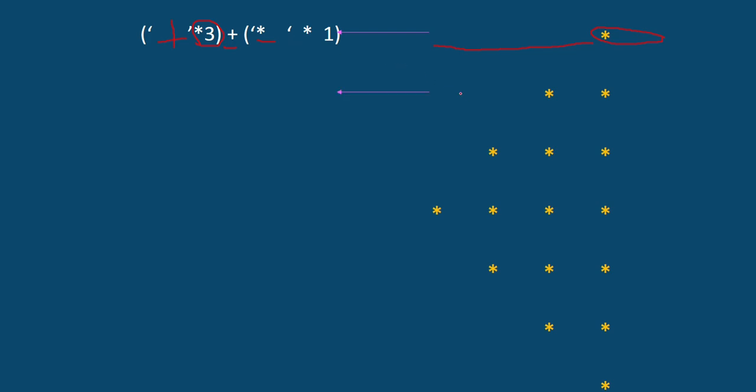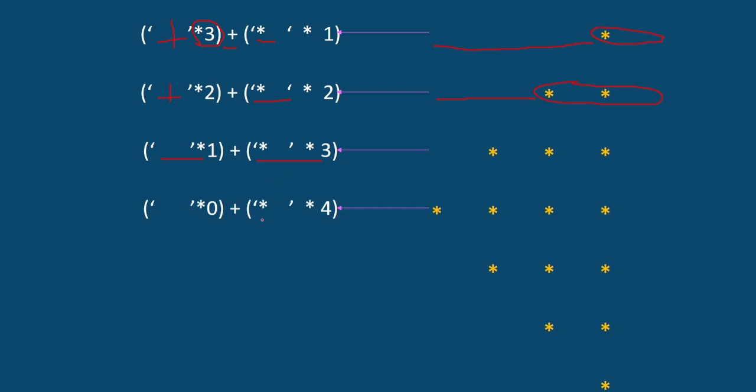In the second line, there are 4 space characters appended with 2 star space character. We have combined 2 spaces here, so 2 into 2 becomes 4 spaces appended with 2 star space character. Similarly, in the third line, there are 2 space characters appended with 3 star space character. In the fourth line, there are only 4 star space characters. This is our first half of the pattern.